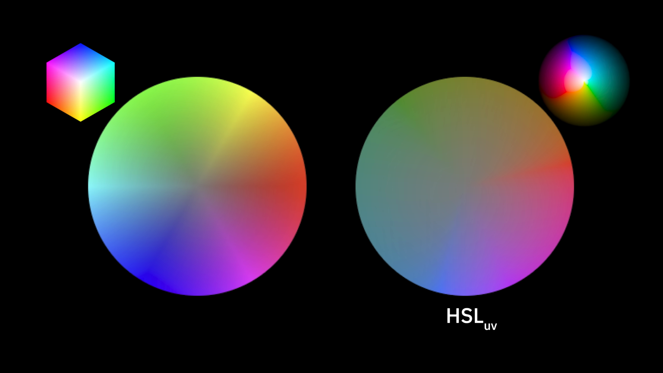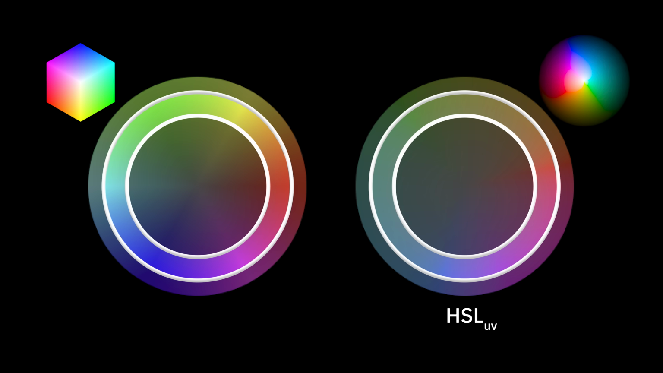Yeah, it sounds confusing, but if you focus on the consistency of lightness across the two wheels, you'll see that the perceptually uniform one with the same level of brightness all around it is the LCH based one, and the non-perceptually uniform one is the RGB based one. And this one is called HSL.